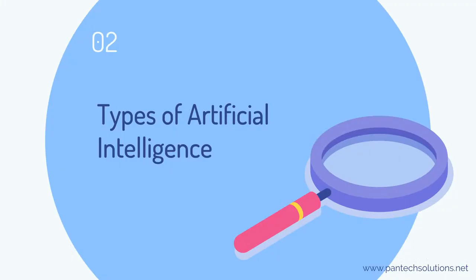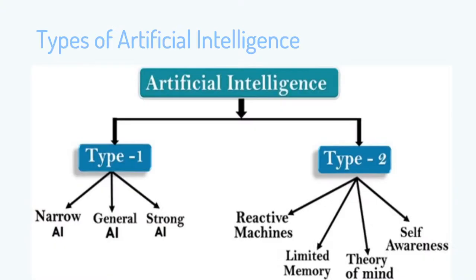Let's enter into the types of artificial intelligence, and see what types we have. Totally we have two types. Type 1 is narrow AI, general AI, and strong AI. Type 2 is reactive machine, limited memory, theory of mind, and self-awareness. First of all, we will see type 1, narrow AI, general AI, and strong AI, one by one.